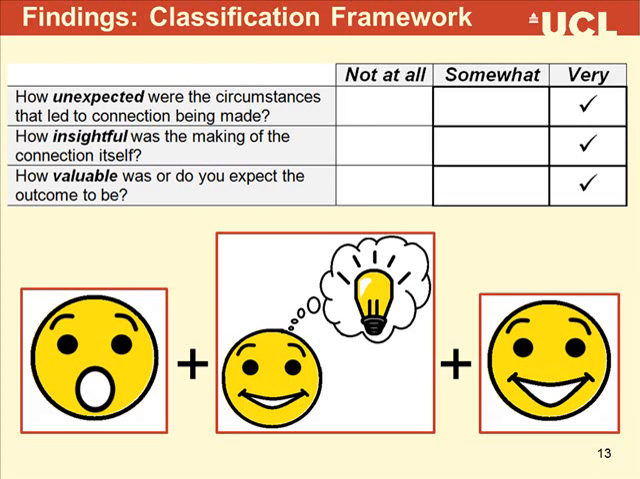For each potentially serendipitous experience, we can ask ourselves, how unexpected were the circumstances that led to the connection being made? How insightful was the making of the connection itself? And how valuable was the outcome? If the answer to any of these questions is not at all, we would not consider the example to be serendipitous. We suggest that the tube worm example was very unexpected, insightful, and valuable. The answers to these questions are subjective, and they can also vary across different individuals involved.